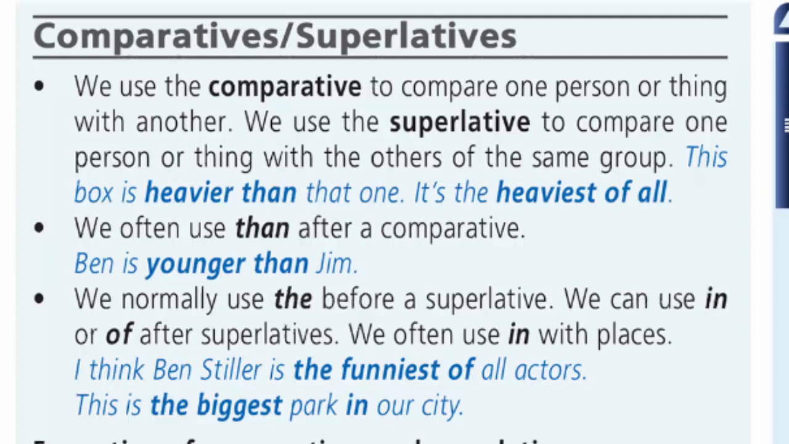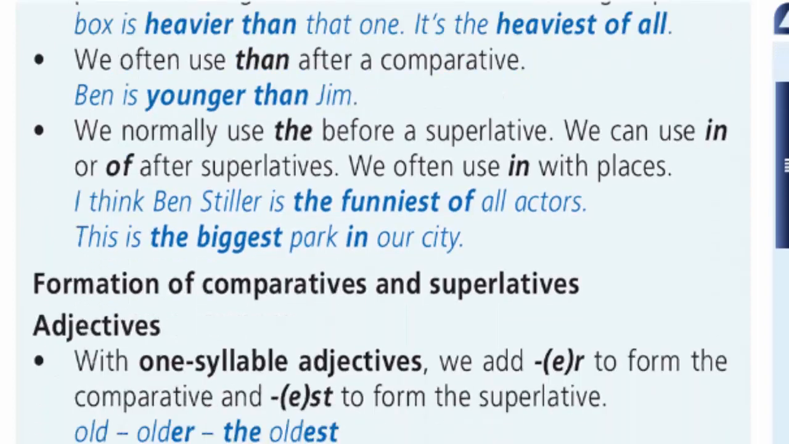We often use than after a comparative. For example, Ben is younger than Jim. We normally use the before a superlative. We can use in or of after superlatives. We often use in with places. For example, I think Ben Stiller is the funniest of all actors. This is the biggest park in our city.